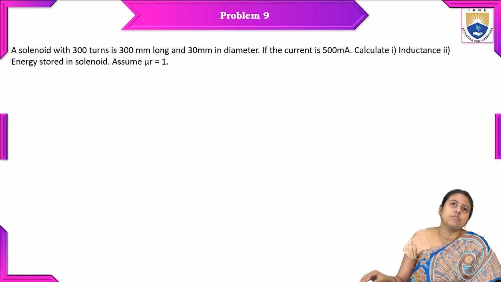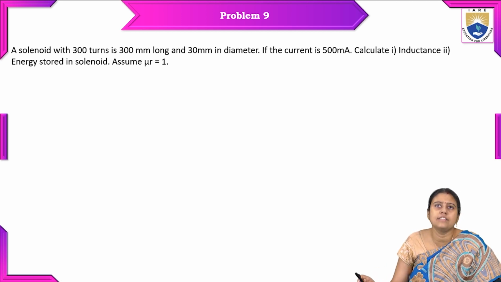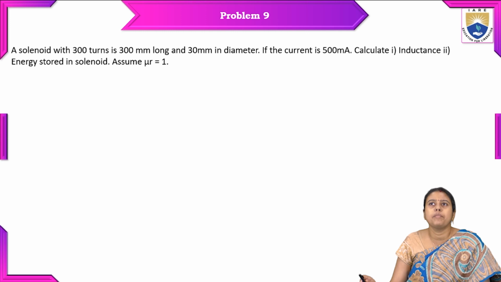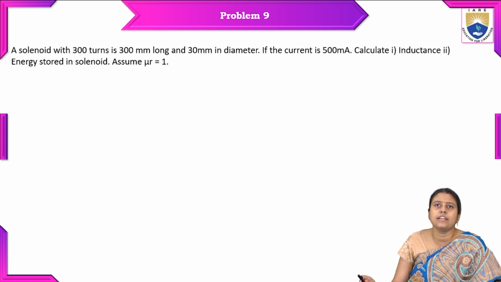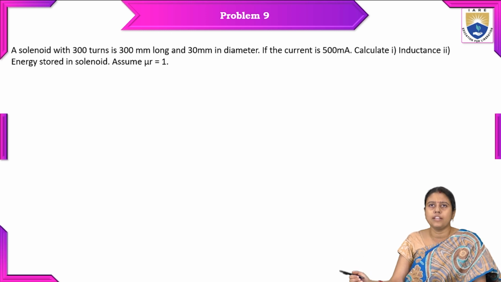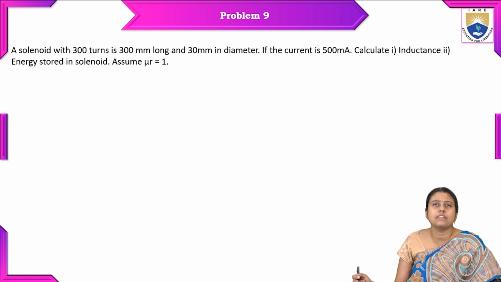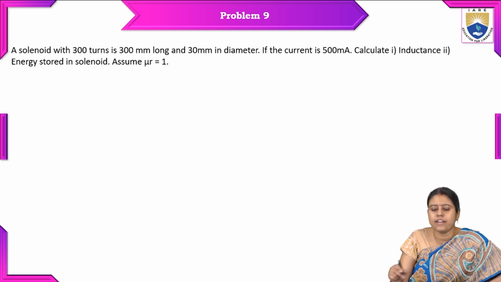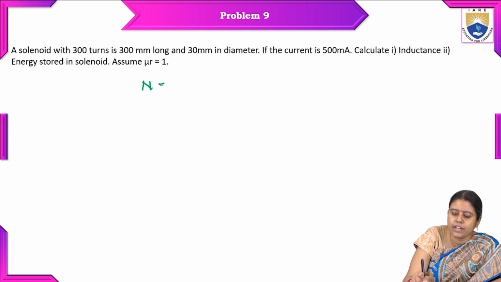A solenoid with 300 turns is 300 millimeter long and 30 centimeter in diameter. If the current is 500 milliampere, calculate the inductance and energy stored in the inductor. So what is the problem? A solenoid has N number of turns.